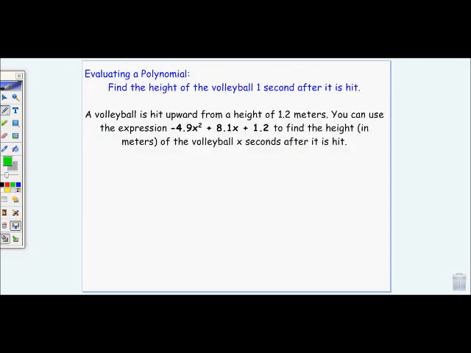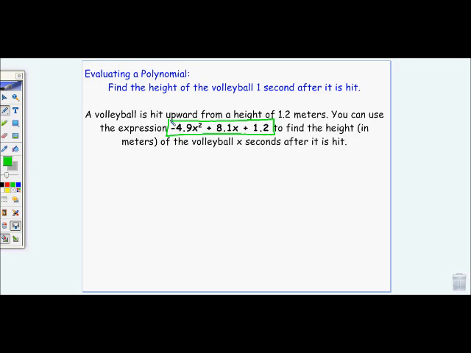So now we have to go to evaluating a polynomial. We have a volleyball that's hit upward from a height of 1.2 meters, and you can use the expression, so we have an expression here, to find the height in meters of the volleyball in x seconds after it is hit. So it says find the height of the volleyball 1 second after it is hit. If we look at this, we're going to substitute in the things we know. And so we know that we're going to substitute 1 for t.